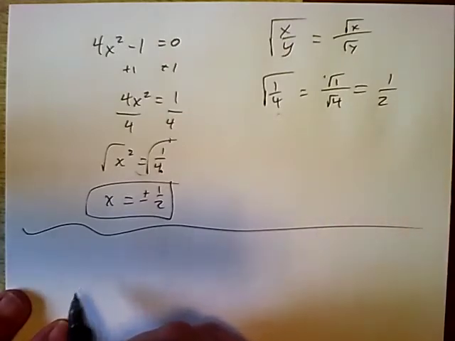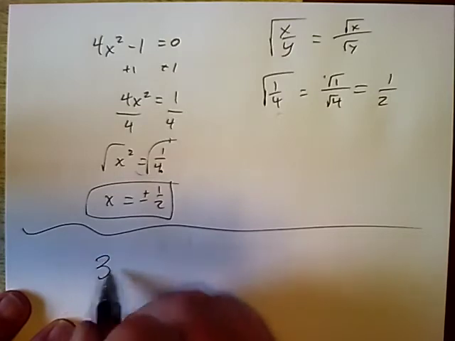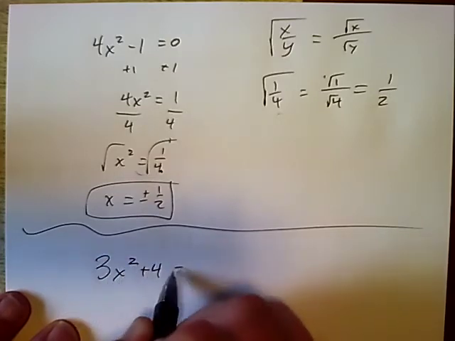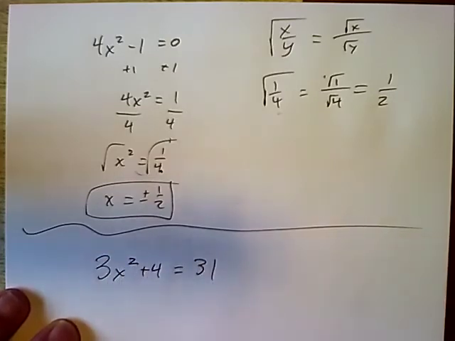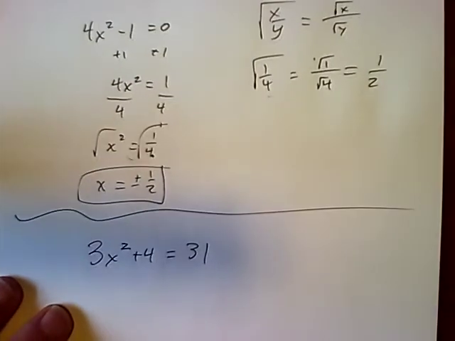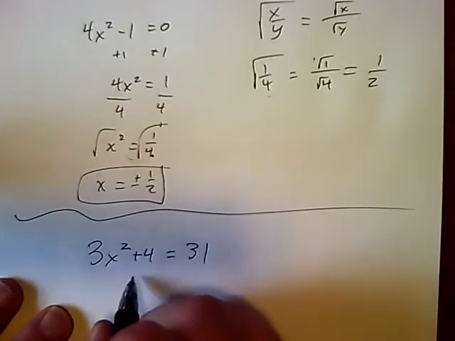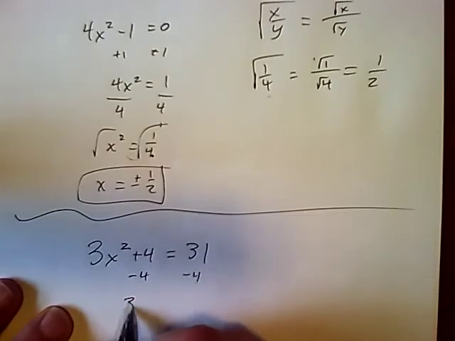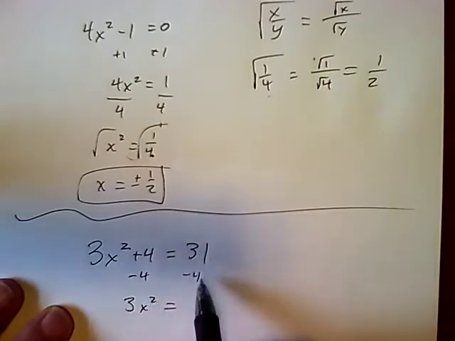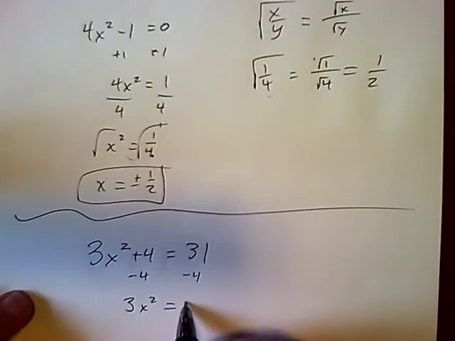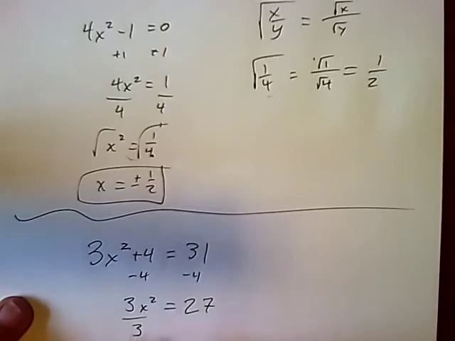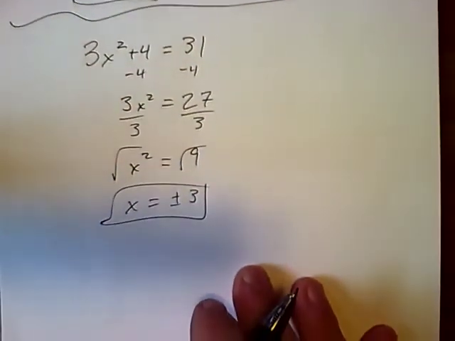Let's try another example here. We have something like 3x squared plus 4 equals 31. Alright, so again, I want to get that x squared by himself, so I subtract 4. 3x squared equals 27. Ooh, that's nice. Divide by 3. And now we square root, and x would equal plus or minus 3. Whoa, we ran off the page. Sorry about that.